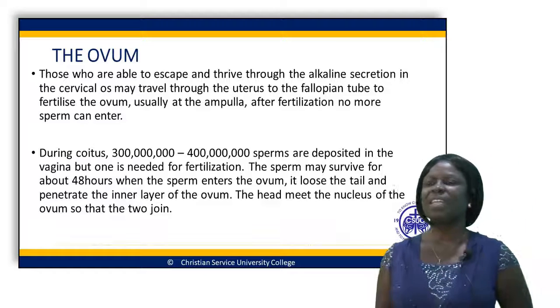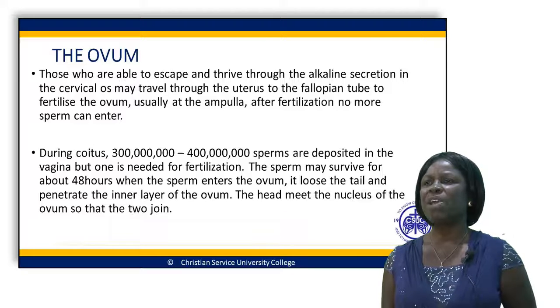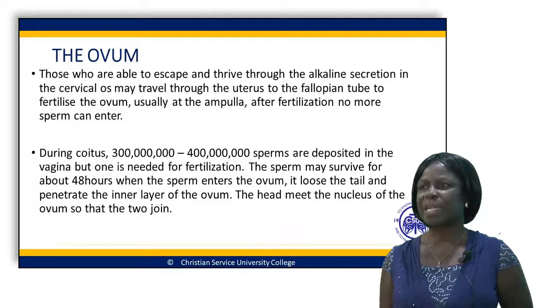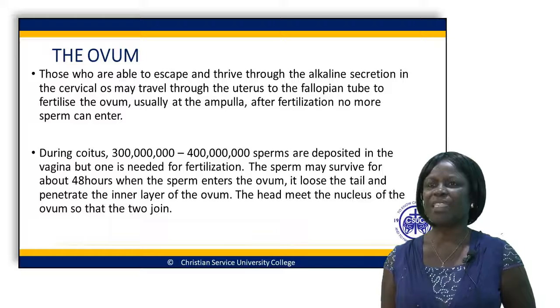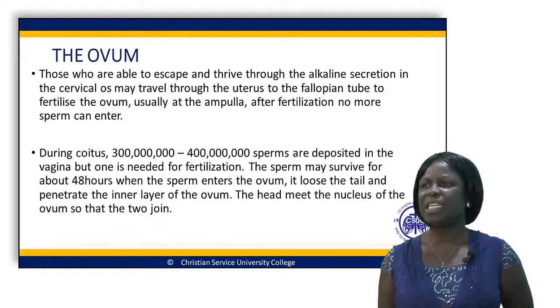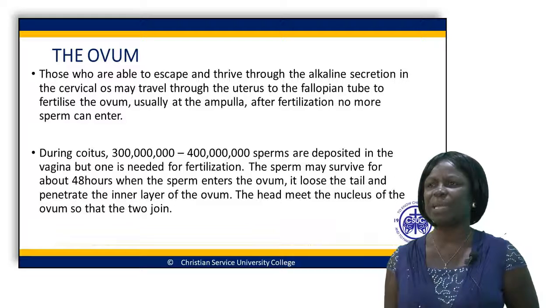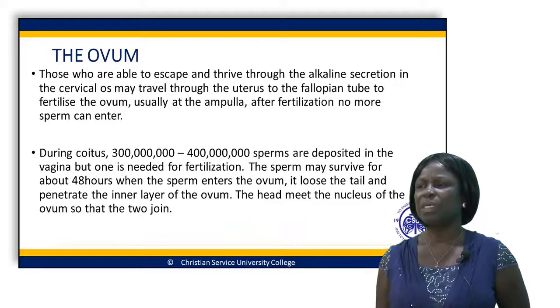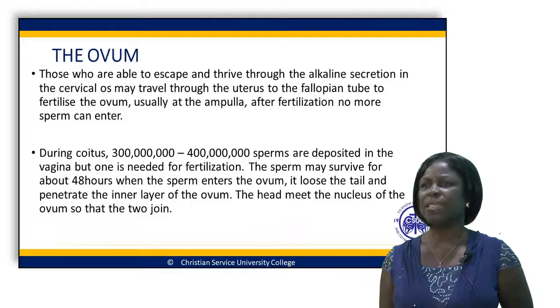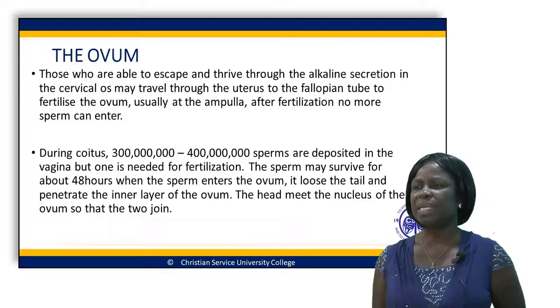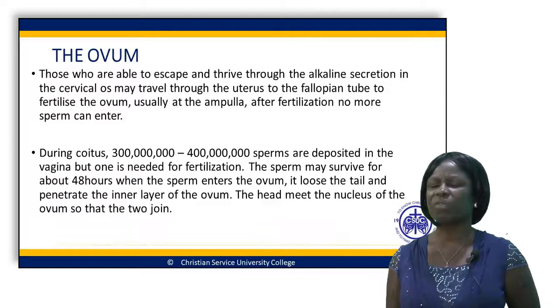During coitus, 300 million to 400 million sperms are deposited in the vagina, but only one is needed for fertilization. The sperm may survive for about 48 hours. When the sperm enters the ovum, it loses the tail and penetrates the inner layer of the ovum. The head meets the nucleus of the ovum so that the two join.